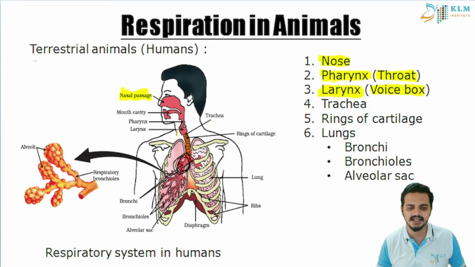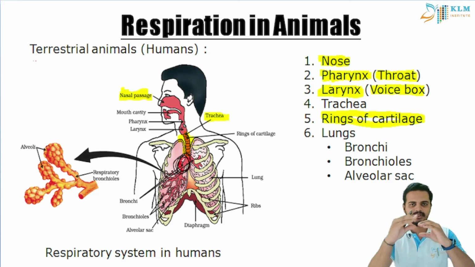Then comes the trachea. You can see the trachea here. This trachea ensures that air is going either in or out. It also has rings of cartilage. You can see these rings here. One ring is stacked upon the other. So it ensures that there is no leakage in the air passage.